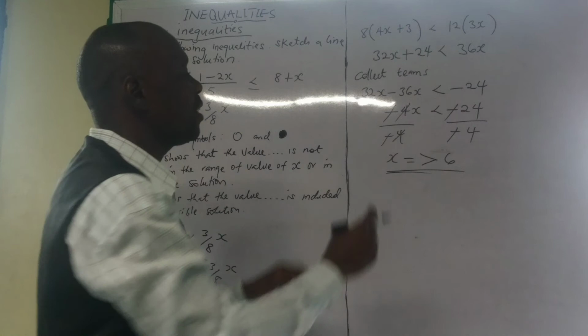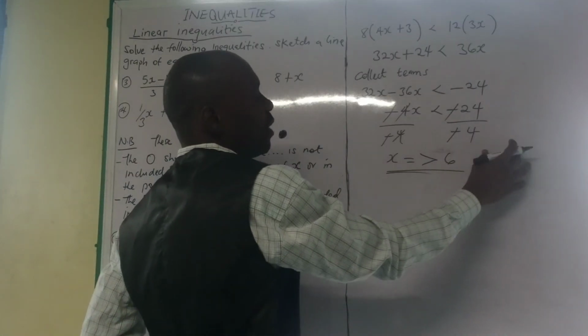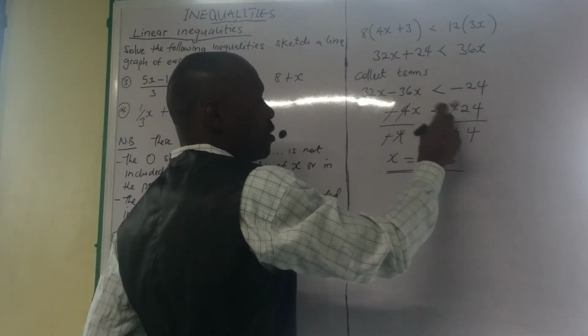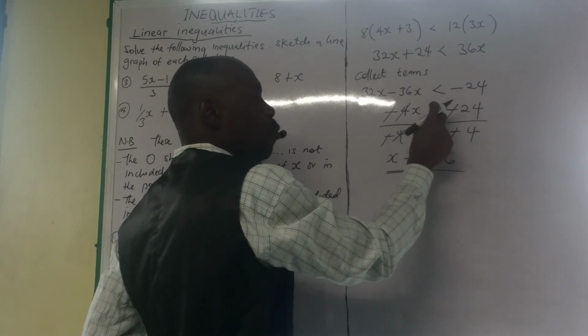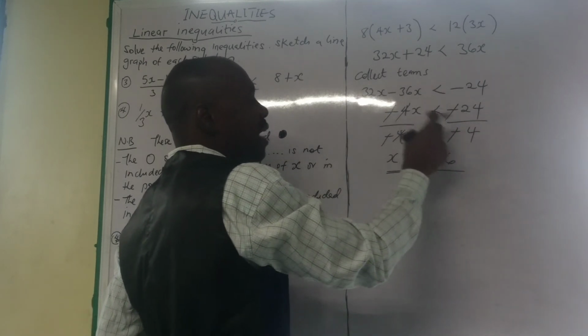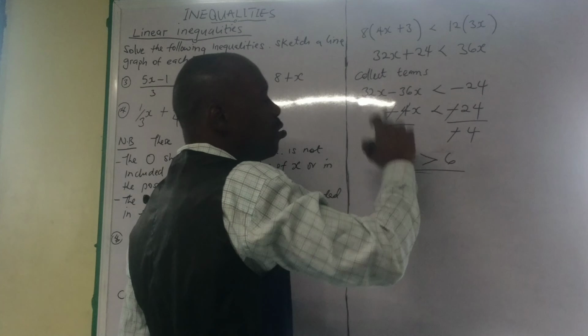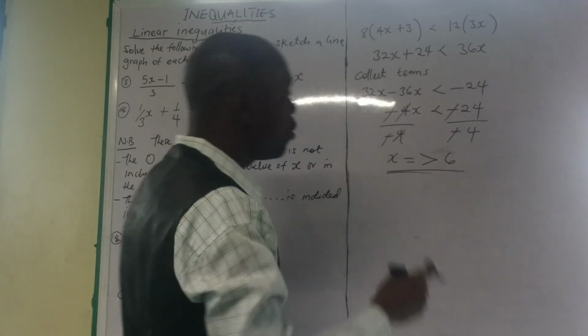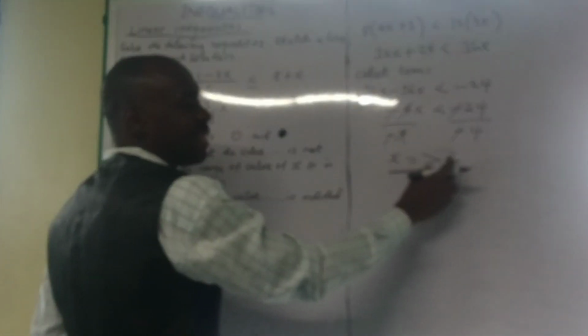We told you anytime you use a negative to divide anything across this sign, whatever that is here, it could be less than or equal to, it could be less than, or could be greater than, it must change to the other side. So that's why we arrive at x greater than 6.